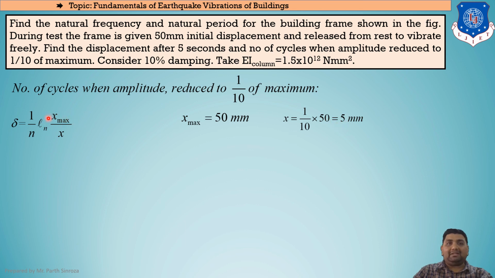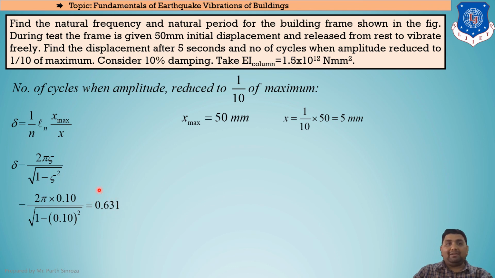So for the numerator part, that is x max, we will substitute 50, and for the denominator part, that is x, we will substitute 5. So solving here, we need to calculate the value of n, that is our number of cycles. First we need to find the value of delta, and the equation for delta is 2 pi zeta upon square root of 1 minus zeta square. Clear? So pi, you need to substitute as pi only, zeta as given in the question to be 0.1. So substituting everything, we are getting delta, the logarithmic decrement, equal to 0.631.